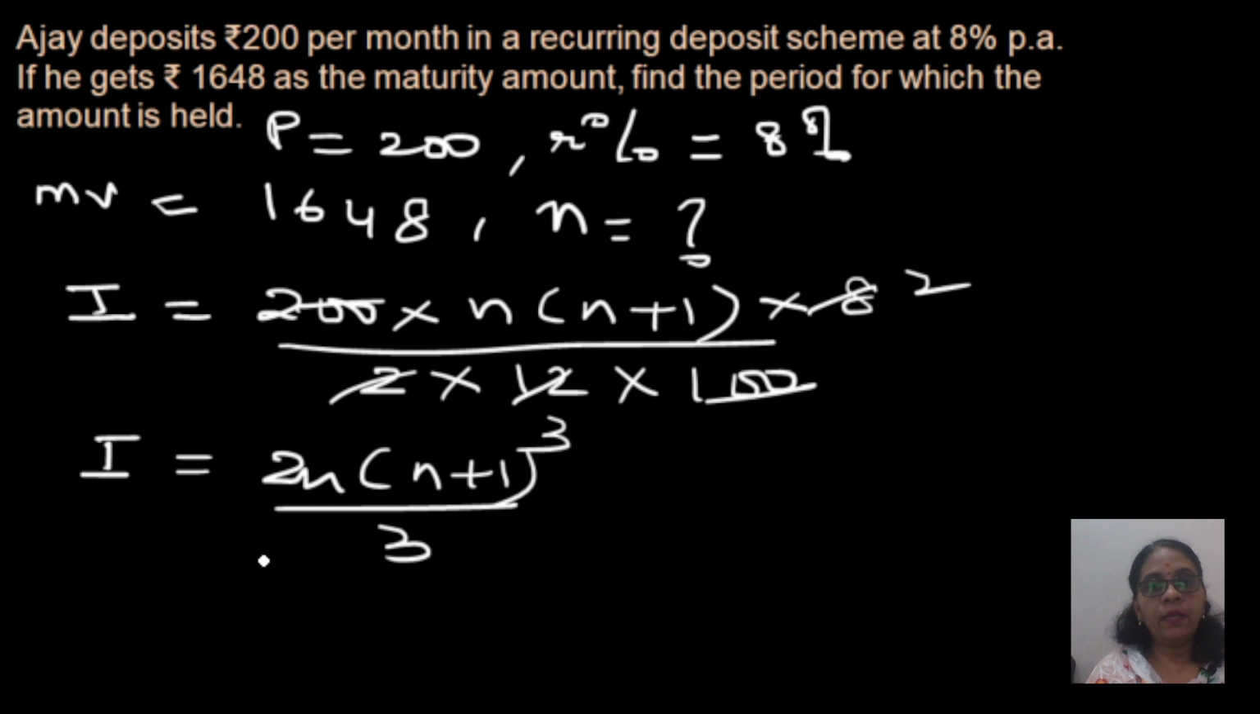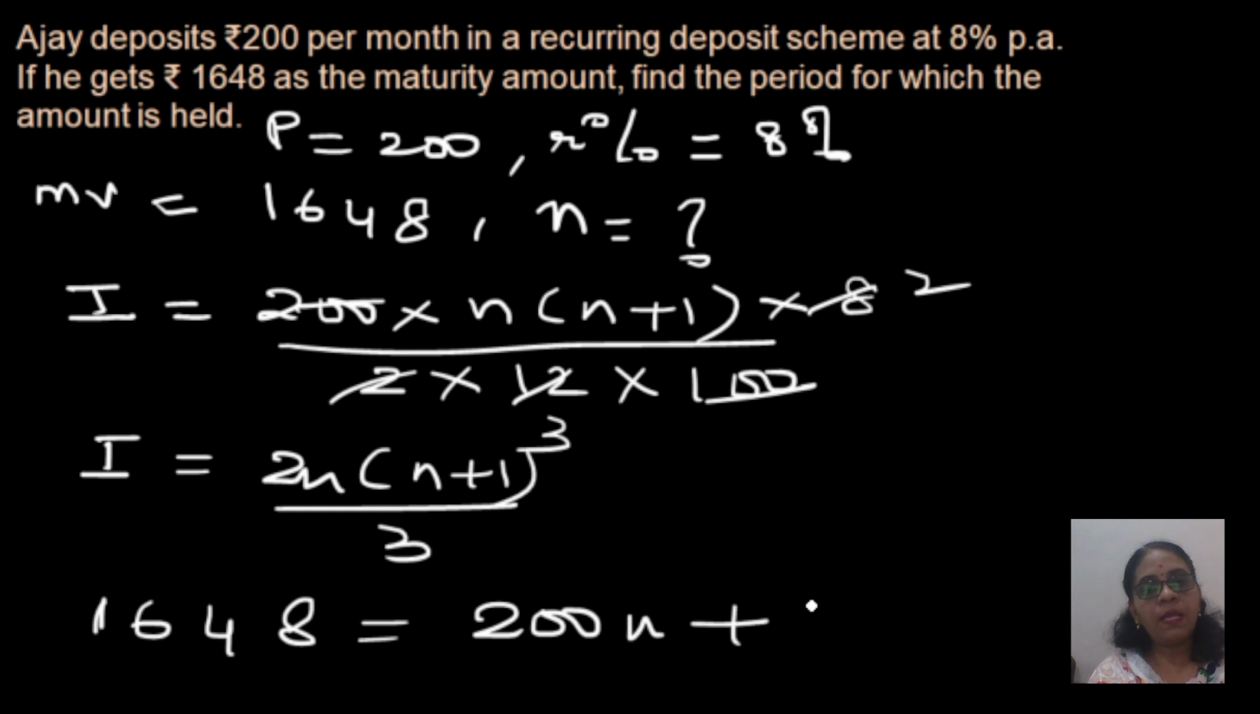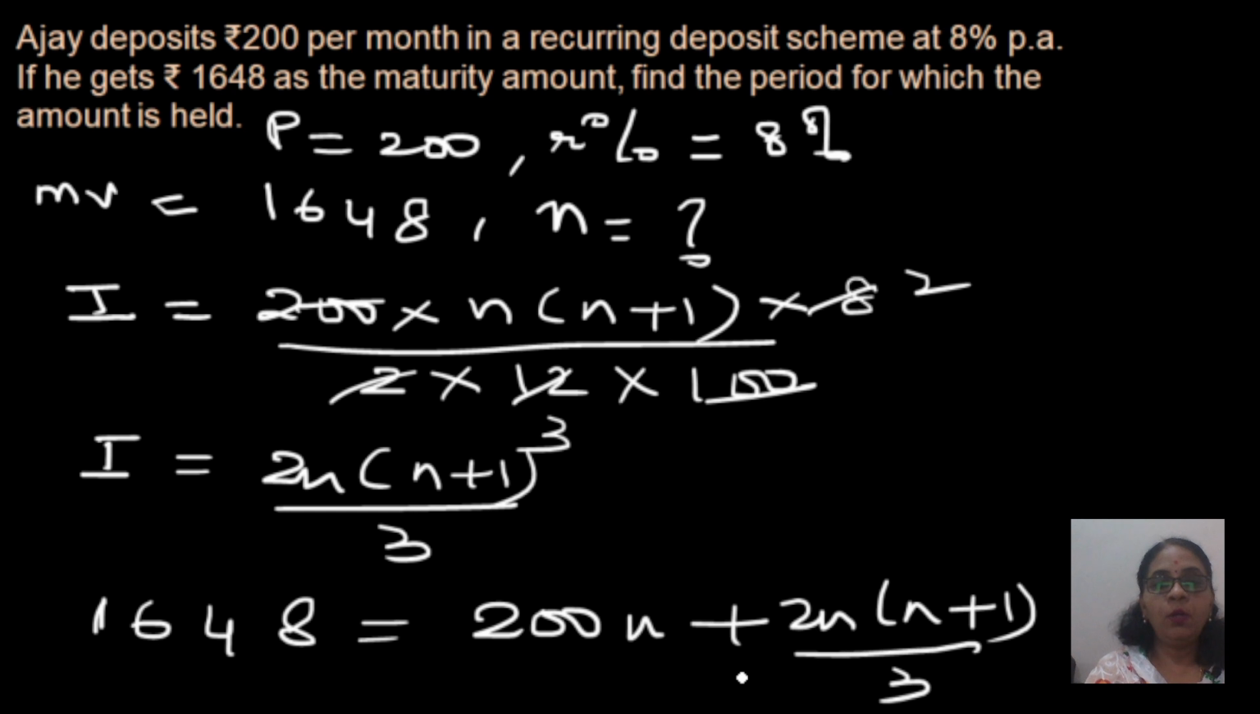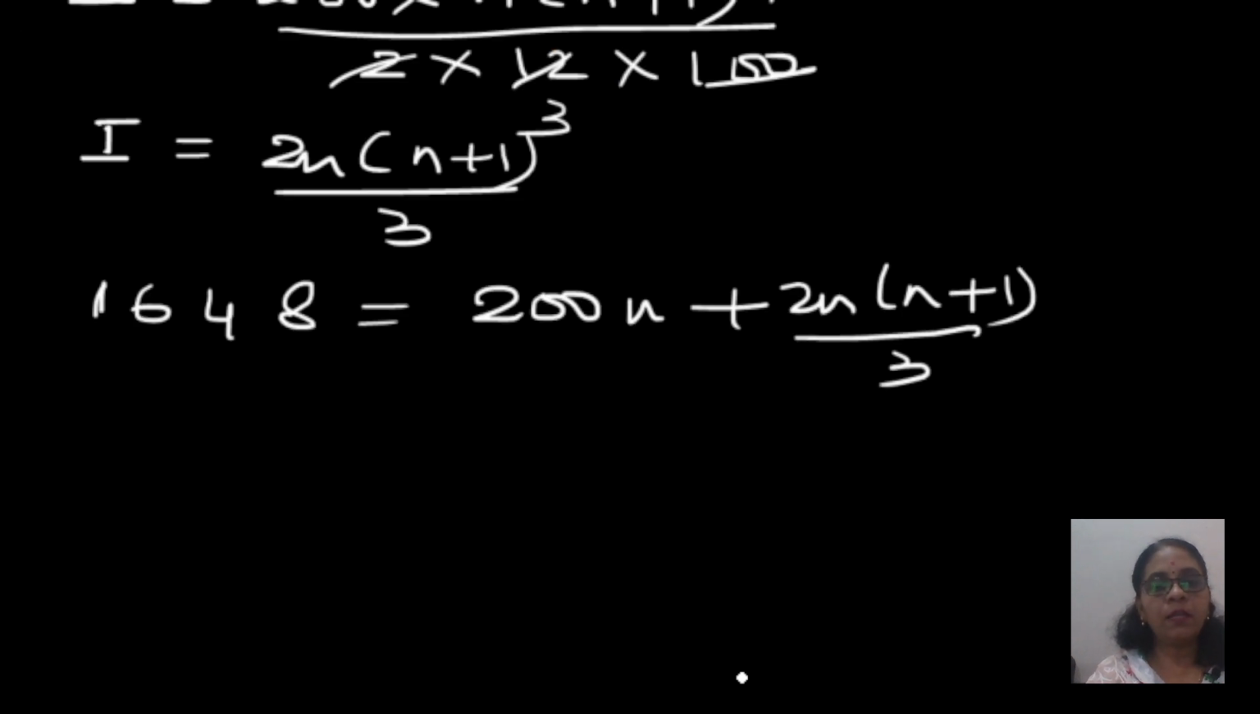This is the interest. But what we have to do with the maturity value, because the maturity value is given. Suppose if interest value is given, then you will simply simplify the sum with this interest. But since maturity value is given in this question, so we have to go a little further. So, 1648 is equal to P into n, that is 200n plus 2n into n plus 1 by 3. Now, we will simplify by cross multiplying.